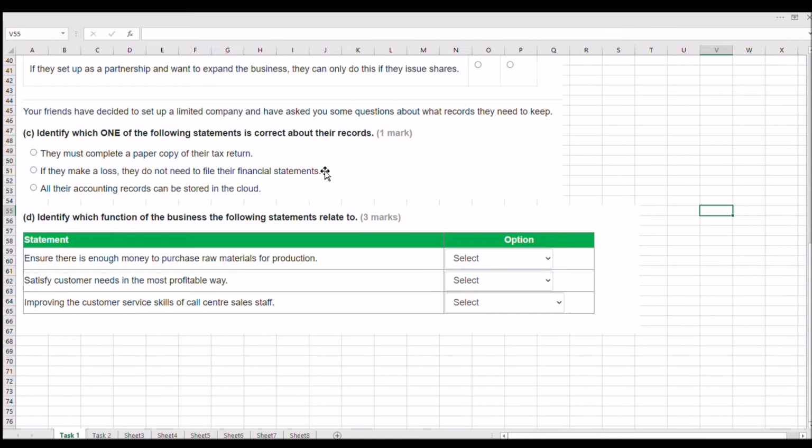In fact, that's important about the financial statements, because somebody who's reading them wants to see if they're making a loss, and if this person's making a loss, then I'm not really going to give them any credit. So it's going to be the last one then. All their accounting records can be stored in the cloud. They could be stored in the cloud if they choose to.